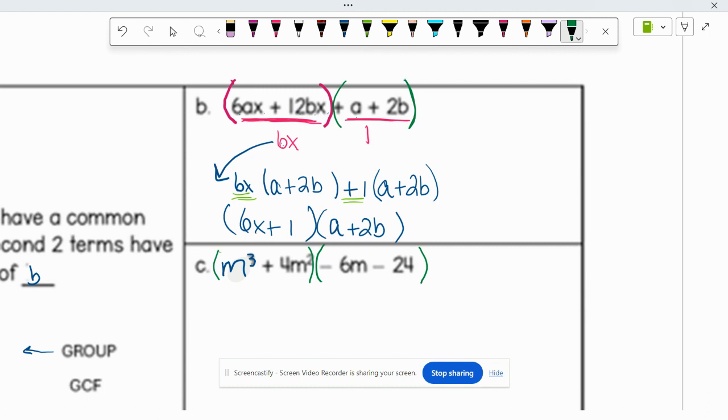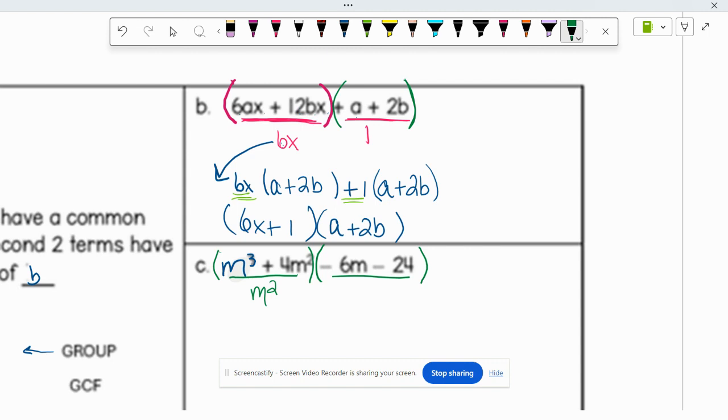Step number 2. Brian, what are we looking for in step number 2? We're trying to find a what for each grouping? Yeah, good job. We're trying to find a greatest common factor. Brian, can you look at that first grouping, m cubed plus 4m squared, and tell me what you can take out of both? M to what power, Brian? M to the second. Yeah, it's your smallest m power. M to the second.